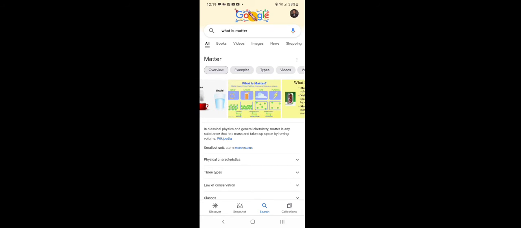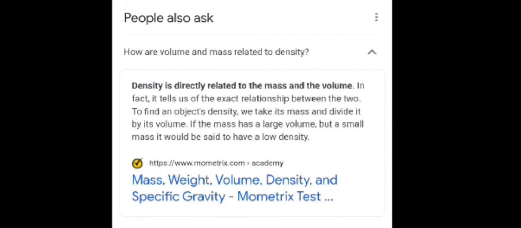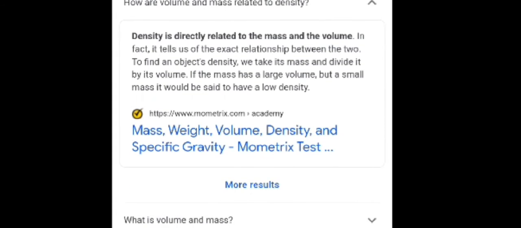Solid, liquid, gas, plasma. Freezing, melting, condensation, vaporization, deionization, ionization. What is matter? Matter is anything that has volume and mass. Volume is the amount of space taken up or occupied by an object. Mass is the amount of matter that something is made of. Density is directly related to the mass and the volume. In fact, it tells us the exact relationship between the two. To find an object's density, we take its mass and divide it by its volume. If an object has a large volume but a small mass, it would be said to have low density.